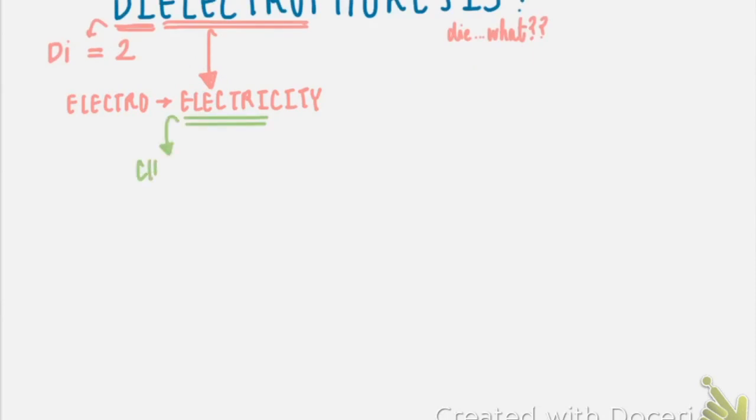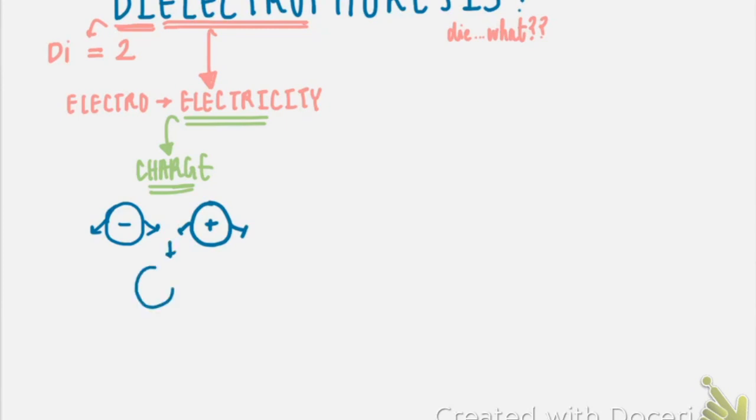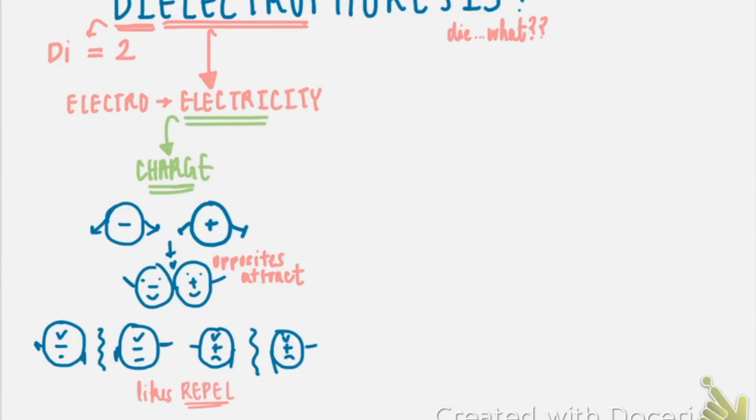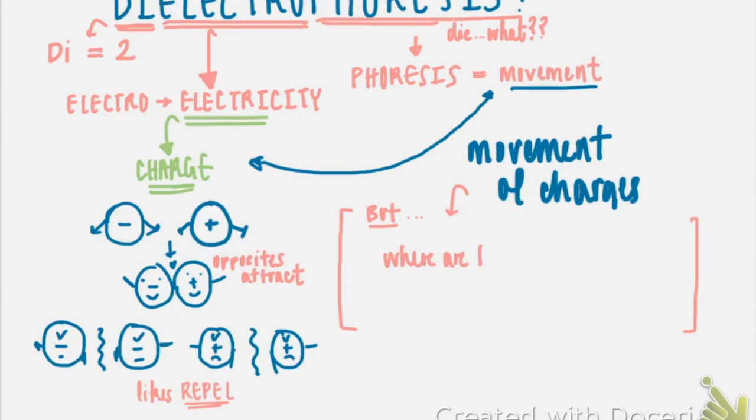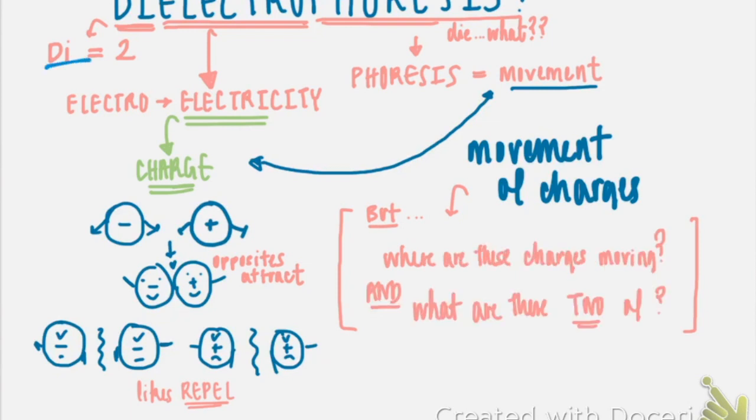And whenever we're talking about electricity, we're going to be talking about charges, which is an attribute of an object that's either negative or positive. And the general rule is that opposite charges attract and like charges repel. So the next root word is phoresis, which means the movement of something. So if we put together electro and phoresis, we get the movement of charges. But the question remains, where are these charges moving, and exactly what are there two of?